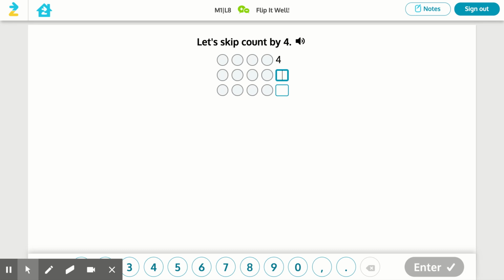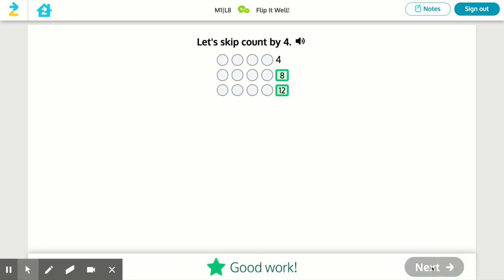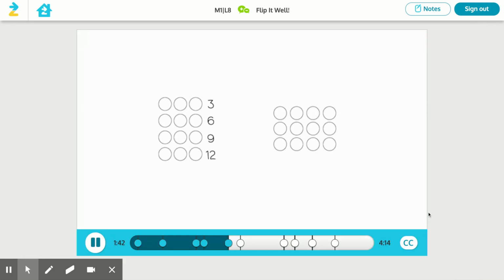That's right. The second row is 8. What is the third row? Tell me in your Nearpod. That's right. The third row is 12. When we're counting by 4s, 4, 8, 12. Kayla. I would count by 4s. 4, 8, 12. I love it.